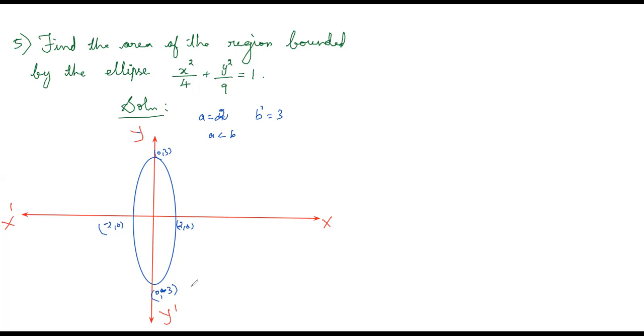Okay, plot the points carefully, and now you have to find the required region. Region bounded by the ellipse. So for the whole bounded region you have to find the area, the whole thing inside the ellipse. Okay, it is enough to find the area of the first quadrant and multiply it by 4. So let us find the area of the region bounded by the ellipse in the first quadrant, which is this part.